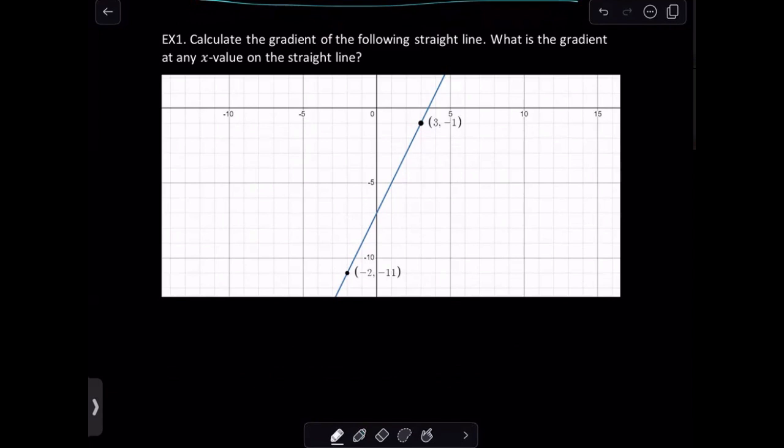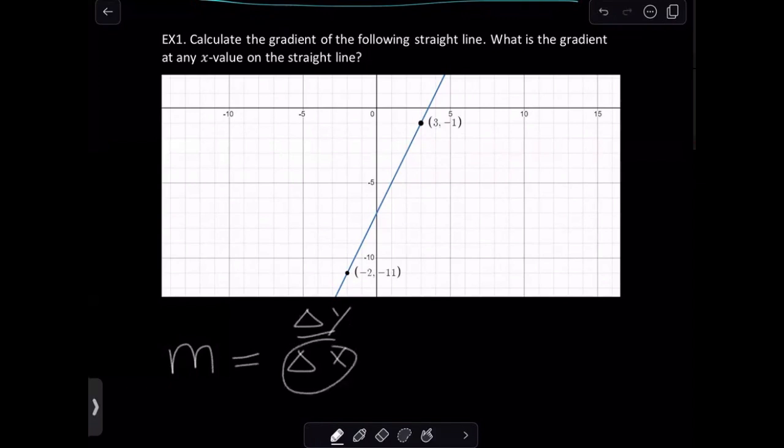So you calculate the gradient of a straight line using the following formula. We commonly denote the gradient to be m. It's just convention. We know the gradient of a straight line comes from the equation y = mx + c. Now, the gradient of a straight line is the change in y over the change in x. That's what gradient means: change in the dependent variable over change in the independent variable. So how do we get change in y over change in x?